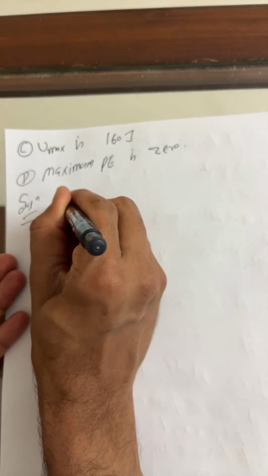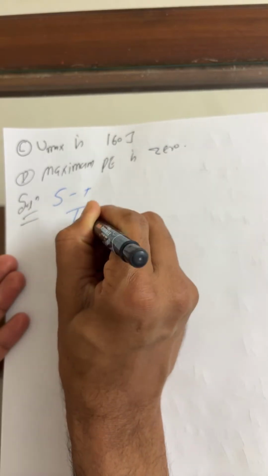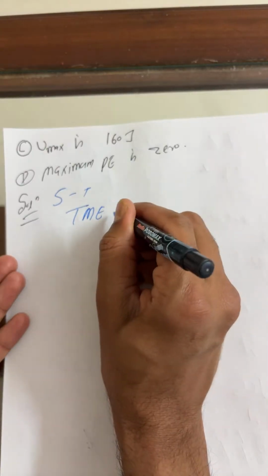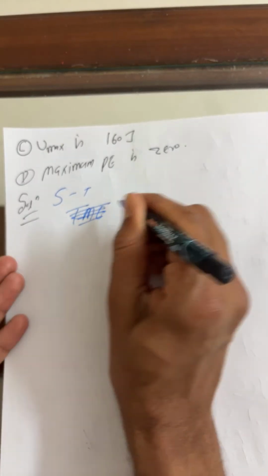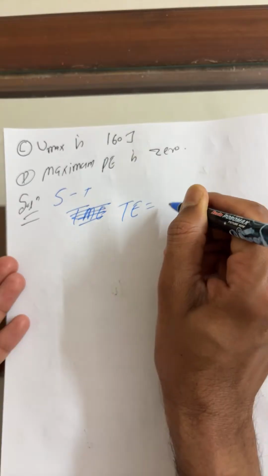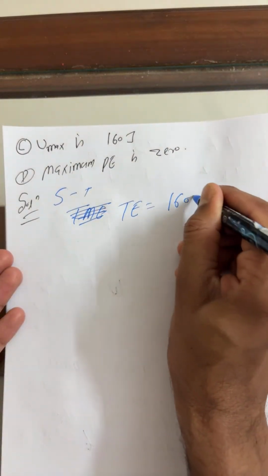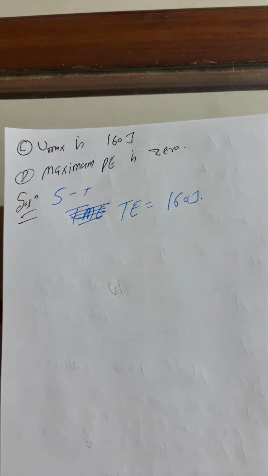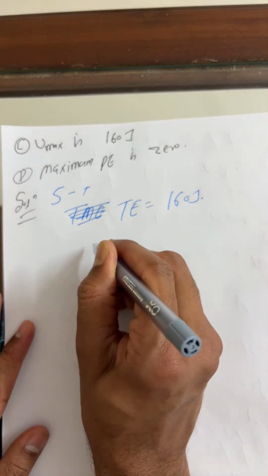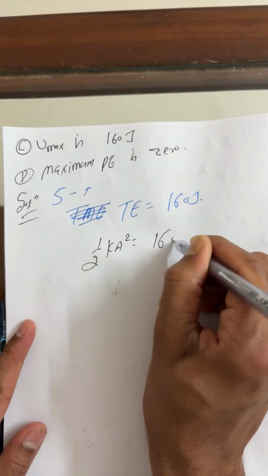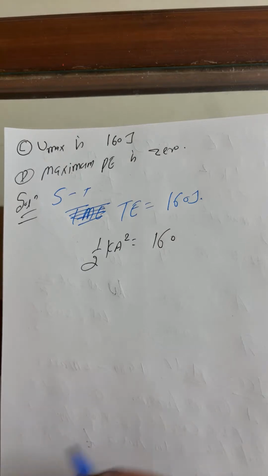In step one, you can write total mechanical energy, or total energy. Total energy is mentioned, how much? 160 joule. So the maximum kinetic energy, if you remember, is half Ka square, equals 160 joule.